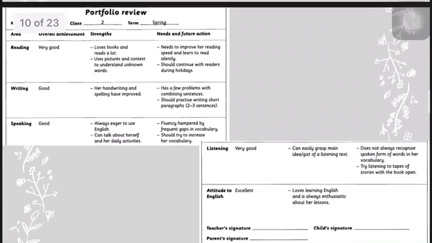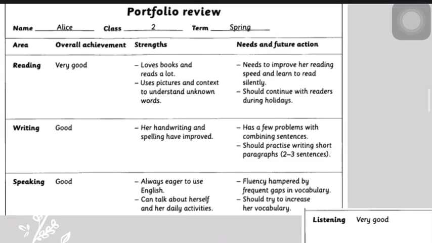Then this is the example of portfolio review. You can see the name is Elias, and he is in grade 2, term in spring. And then in the reading area, the overall achievement is very good. The strengths: loves books and reads a lot, uses pictures and context to understand words. And then the weakness is she needs to improve her reading speed and learn to read silently. She should continue with readers during holidays.